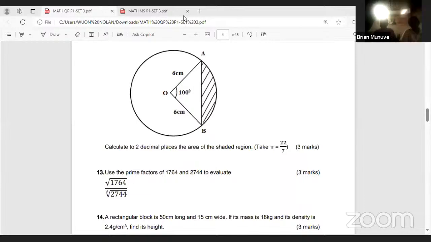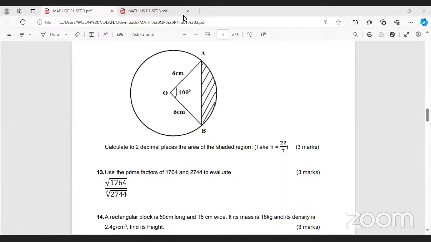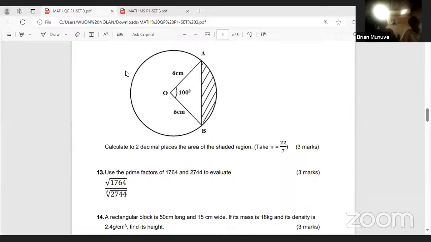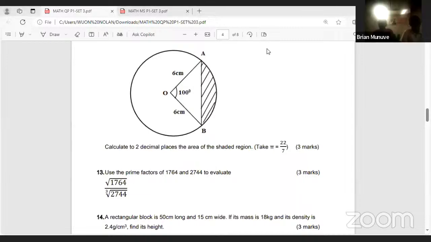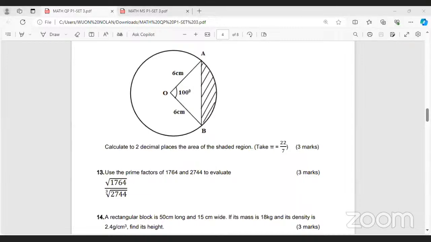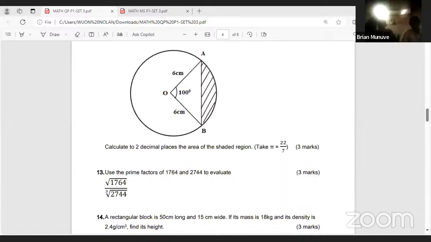13.70. Thank you. That gives 13.70. I hope you followed through and you know what a segment is, a sector, and the triangle that is given there. I hope those who are having issues are answered.